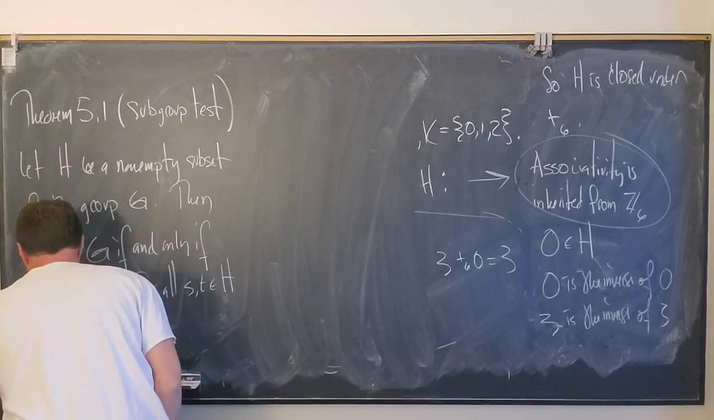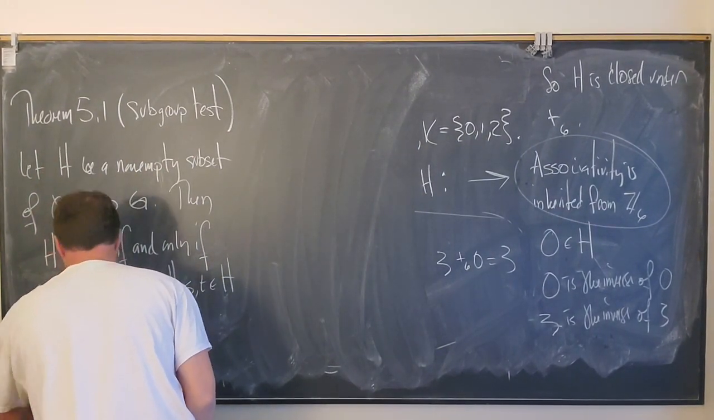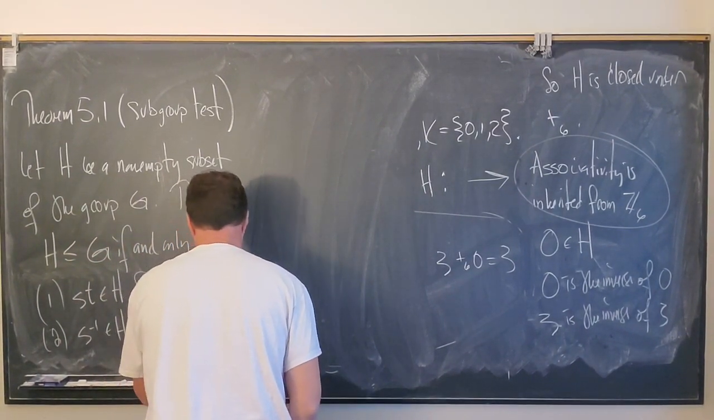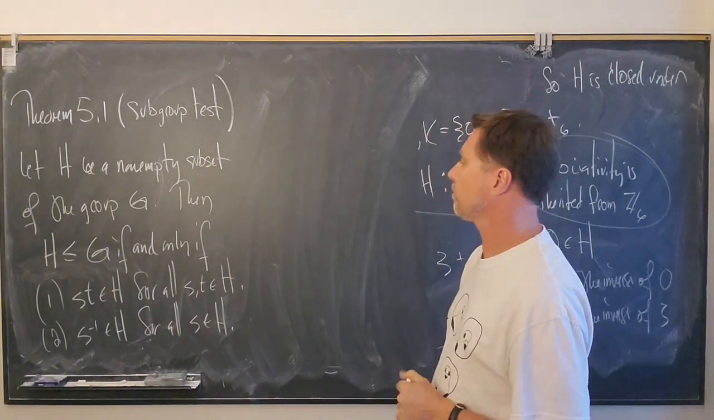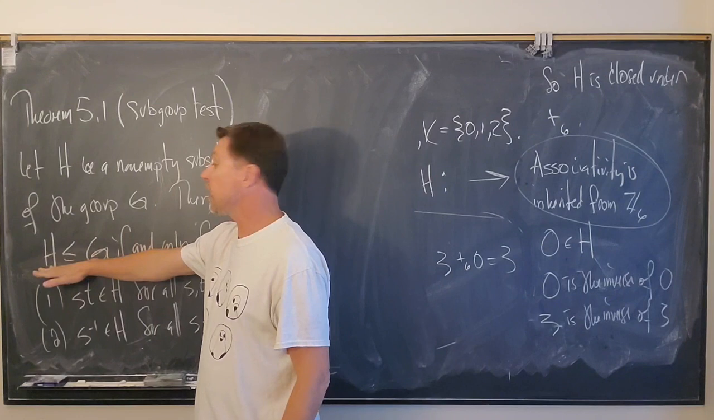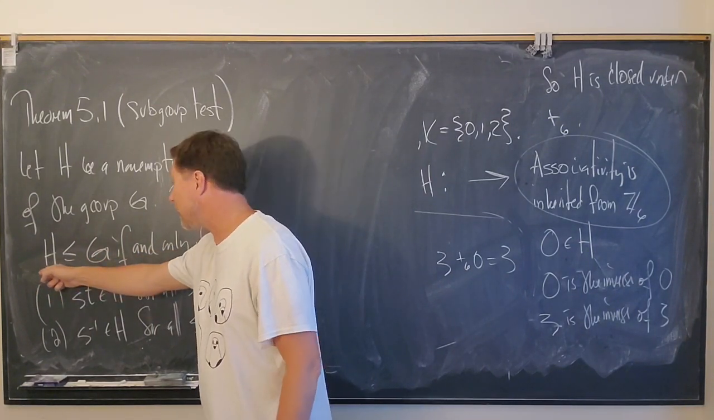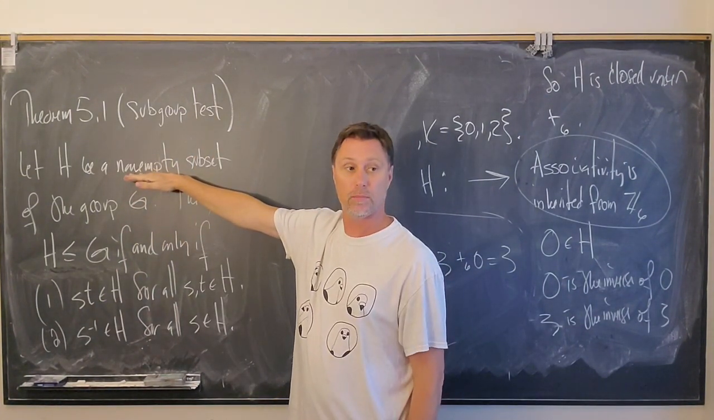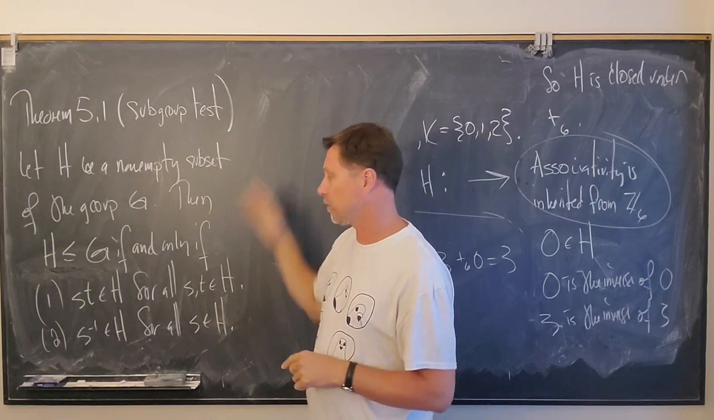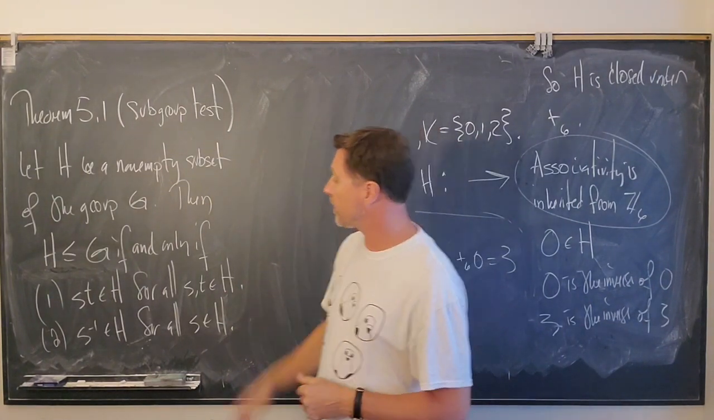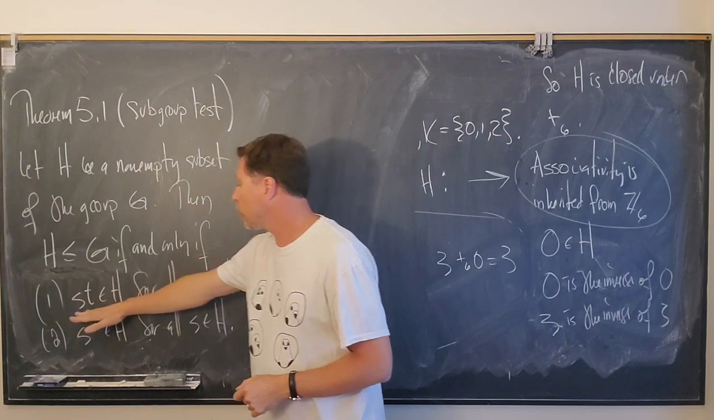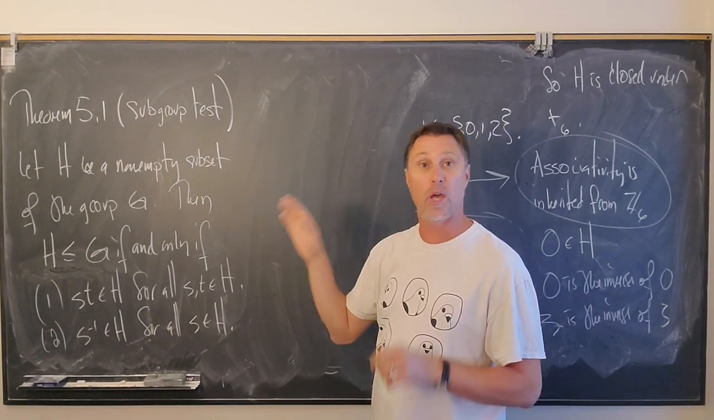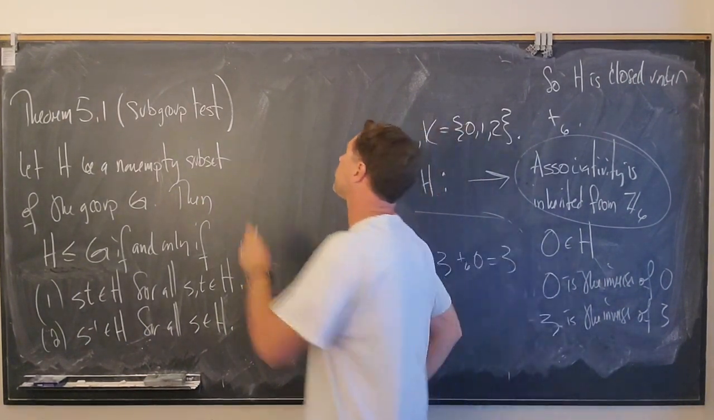And property 2, S inverse is an element of H for all little s in capital H. So to verify that H is a subgroup, we've got some subset. To show that it's a subgroup, we need three things to happen. Number one, H has to be non-empty. That'll usually be obvious, but it is something that's needed, and we'll see in the proof that we need that. So H needs to be non-empty, and then it needs to be closed under multiplication and closed under inverses. So non-empty, closed under multiplication, closed under inverses.